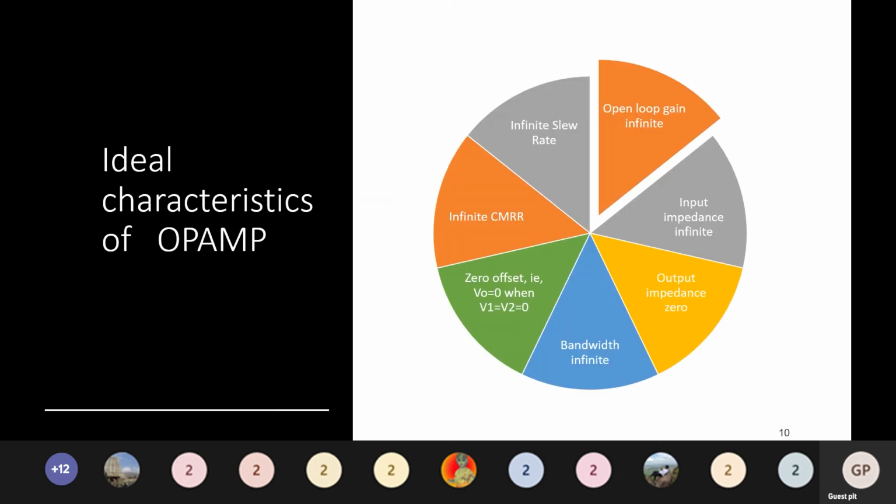Now, ideal characteristics of op-amp. When we talk about the characteristics of op-amp, we have to split it as ideal and practical, because ideal characteristics and practical characteristics are not the same. So first, we'll be talking about the ideal characteristics.